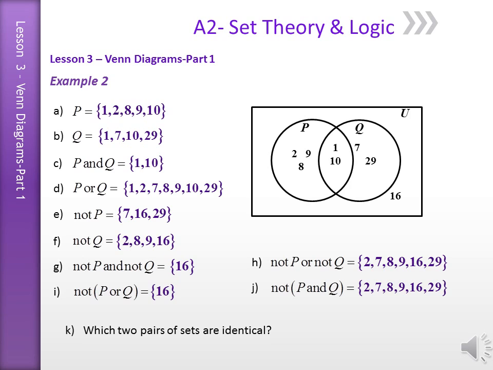Now there's a bit of a pattern here. So for K, I want to know which two pairs of sets are identical. And if you notice, G and I both give us the element 16, and H and J both give us the elements 2, 7, 8, 9, 16, and 29. And if you can notice the pattern between the words for G and I and those for H and J.